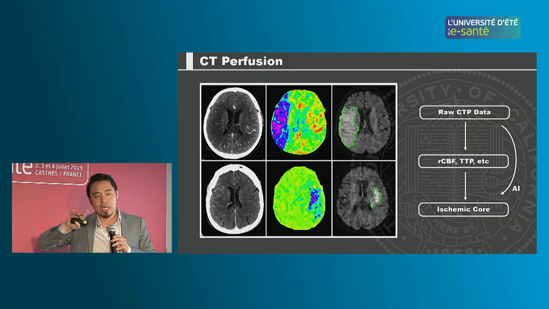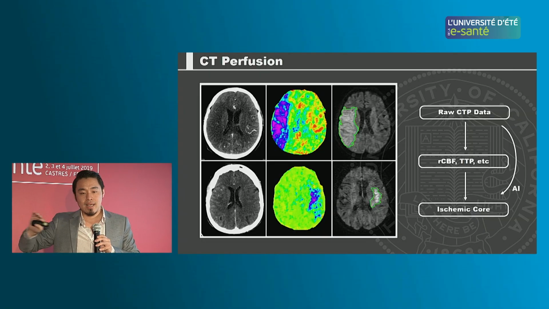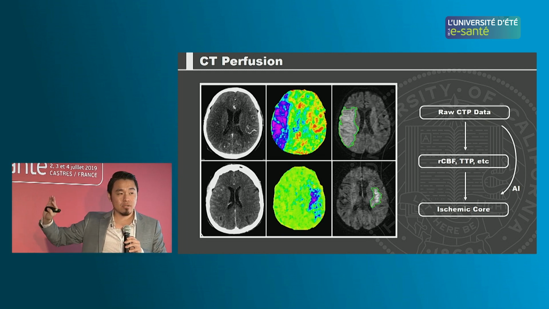That's what we've done here. The AI system is able to go through, look at how blood is flowing in different parts of the brain, and predict the amount of dead tissue that's already present.